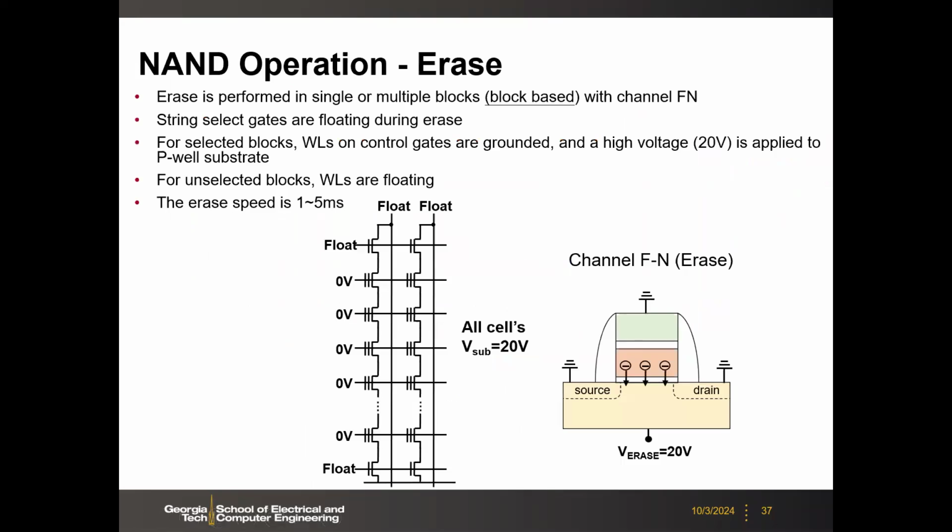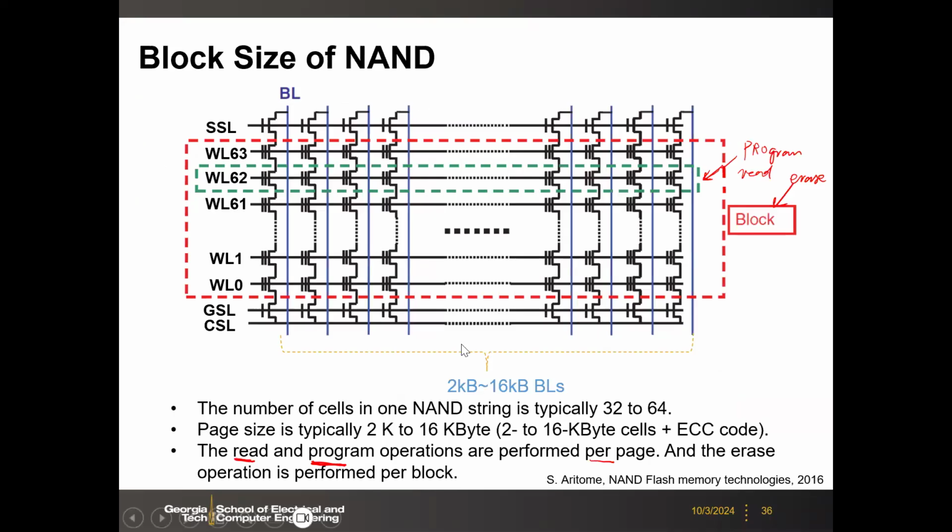Okay, so then let's talk about the NAND operation schemes. The erase, as I said, will be done by the block. You can erase one single block, or you can erase multiple blocks together, but the minimal unit to erase is the entire block. Actually, it's large, right? Because even in this 2D NAND, you have like 64 times 16 kilobytes. That means one block is already like megabytes.